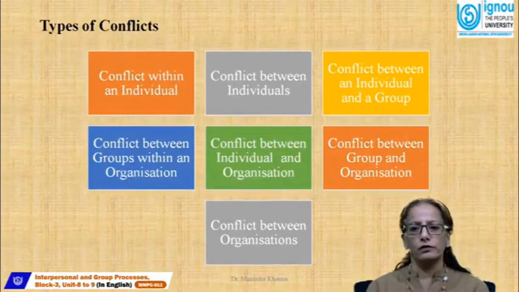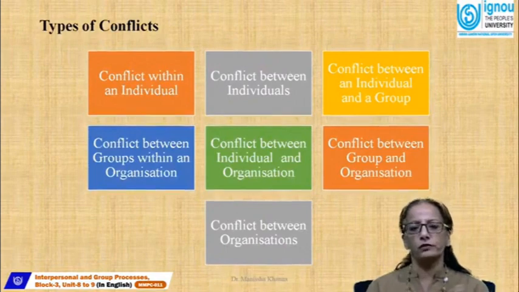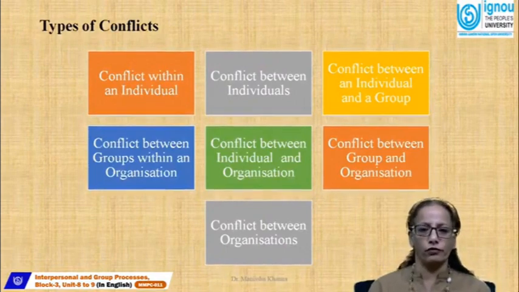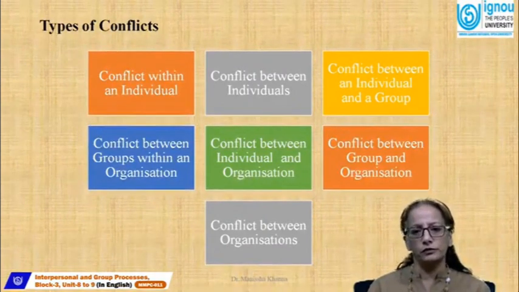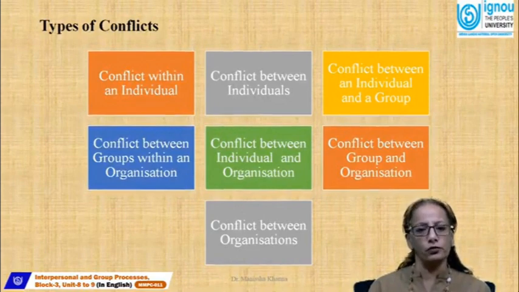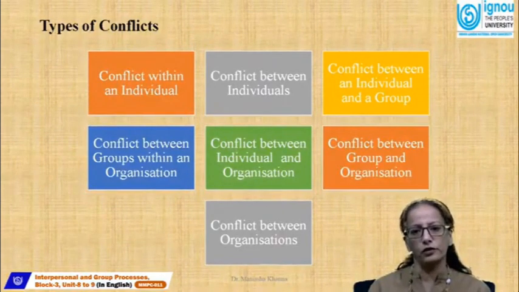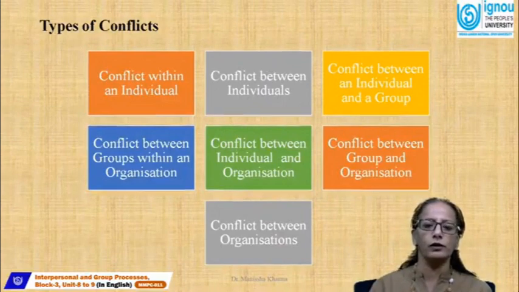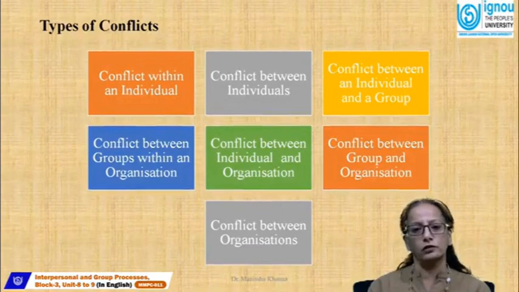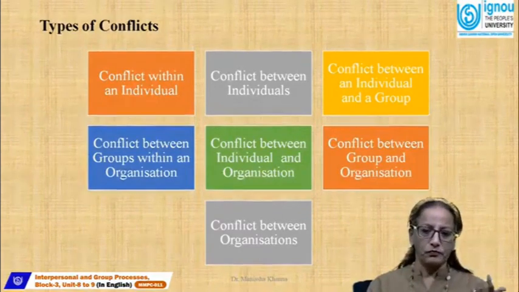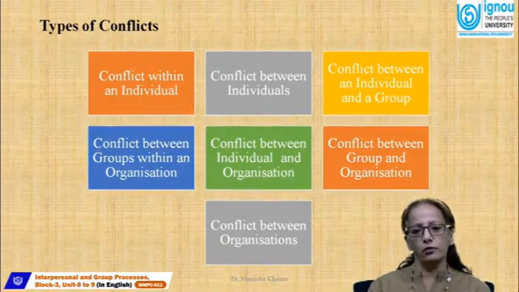When we talk about group and individual, that is between a member of a group or team and an individual, or between two individuals of an organization, or two departments or two groups of an organization, and also conflict can arise between two organizations. The main reason can be competition.